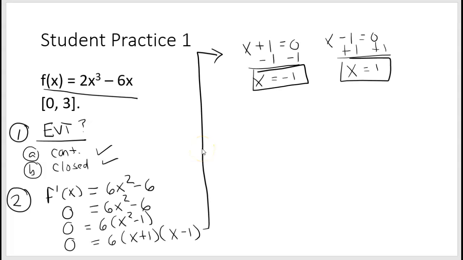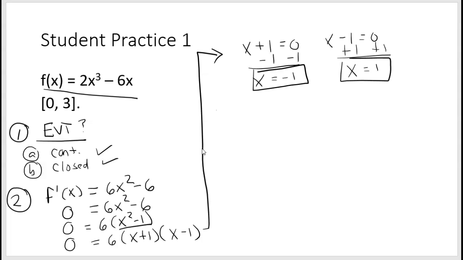Okay, step 2 is to find those critical values where the derivative equals 0. So the first thing we do is we find the derivative, which is 6x squared minus 6, set it equal to 0, and then factor it. First thing I did to factor it was I took out a 6, and then this piece here is a difference of squares, so that becomes x plus 1 and x minus 1. Setting those factors equal to 0 and solving gives us our 2 critical values, negative 1 and 1. So these are 2 places where there may be a relative extrema, and those are candidates for the absolute extrema.